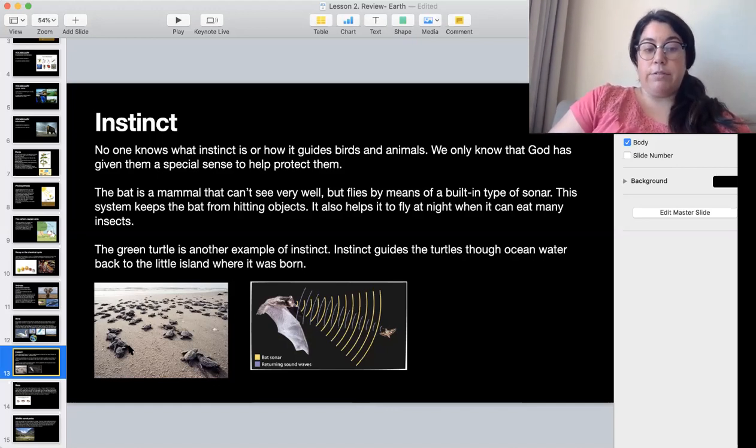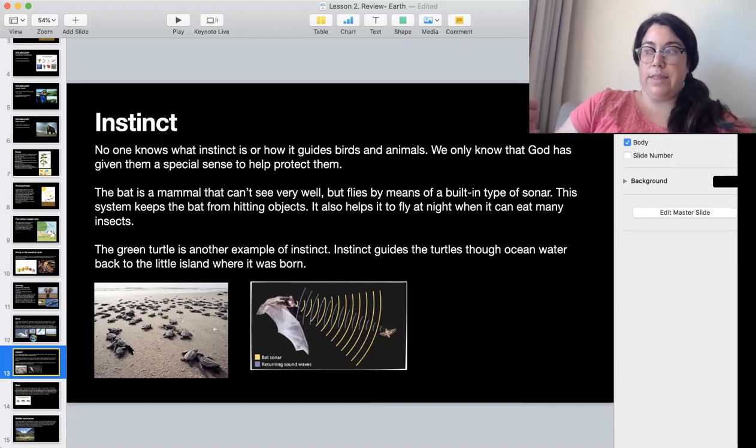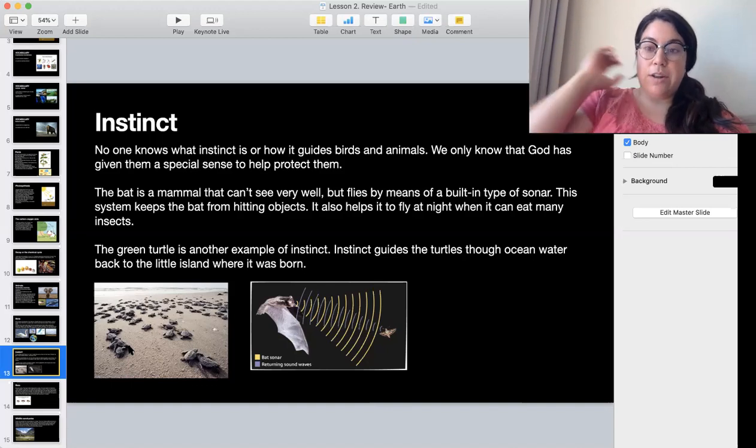And then you have the green turtle as another example of instinct. Why? Because turtles go to a special island to lay eggs, okay? And then they go away. The eggs hatch and little turtles are born and they go to the ocean. Many years later, they return to the same island where they were born to lay eggs again, like their mom did. Which is amazing, because they don't have maps. How do they know where the island is? They have an instinct that guides them.